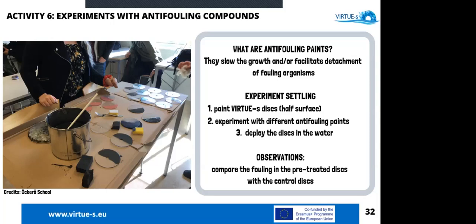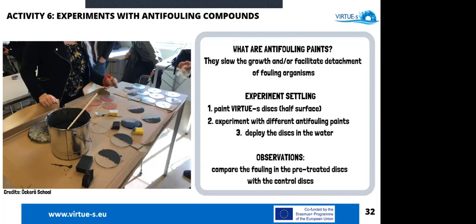So to assess the properties of antifouling paints or compounds, you can paint half of the discs, as is shown here in this picture. You can decide to paint both the upper side and the lower side of the discs. And you can use some tape to delimit the area that needs to be painted. You should dry the disc overnight before deploying it in the water.